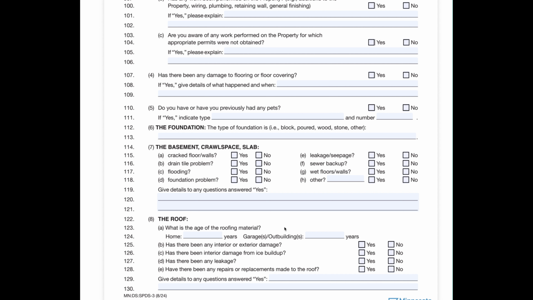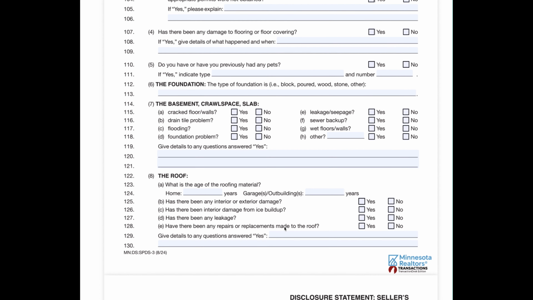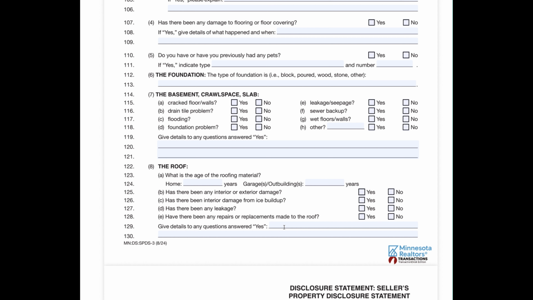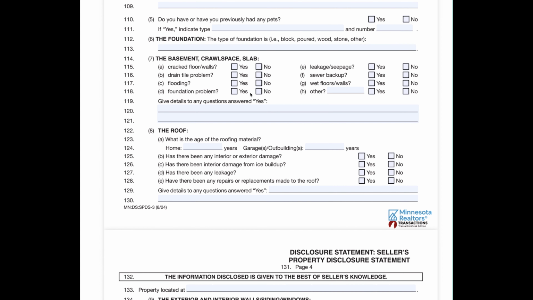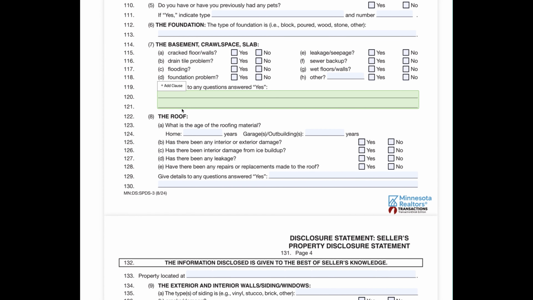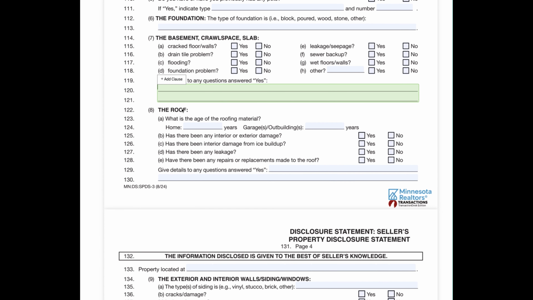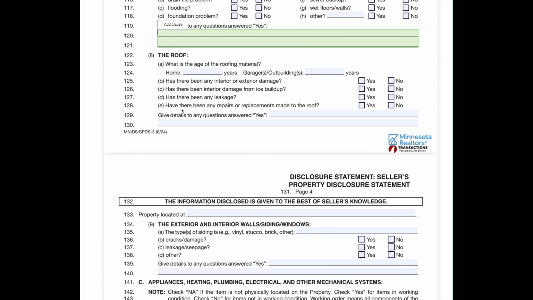Now we're going to take a look at the foundation. Hey, what's going on down there? What's going on in the basement? Are the floors cracked? Is there drain tile? Is there leakage or seepage, right? Going through these should give you a pretty good accurate history of what you can expect in the basement, right? If you answered yes and you put basement is not livable, right? Pretty straightforward. The roof, they're going to want the age of the roof, ice dams, build up.